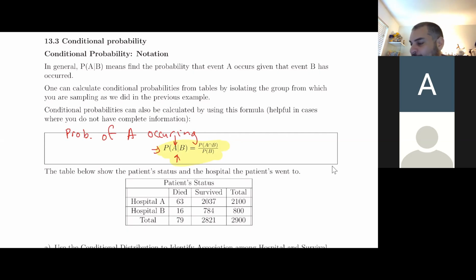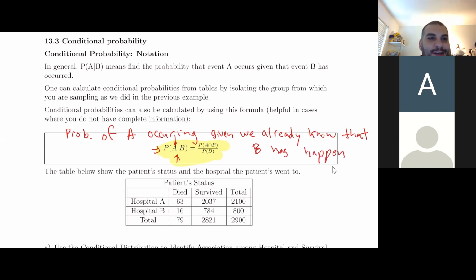So we're gonna say probability of A occurring given we already know that B has happened. So that's the way you read that notation. So it's saying probability of A occurring given we already know that B has happened. So whatever comes after the vertical line, that's what we already know has occurred. So anything coming after the vertical line, that's the information we already know.